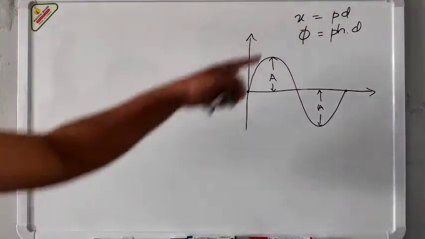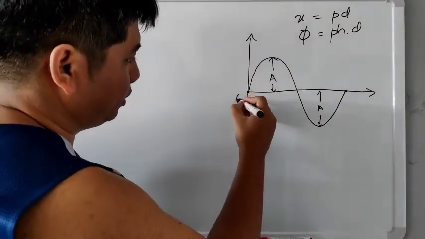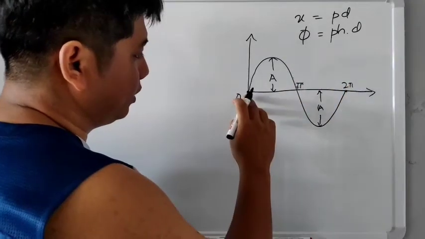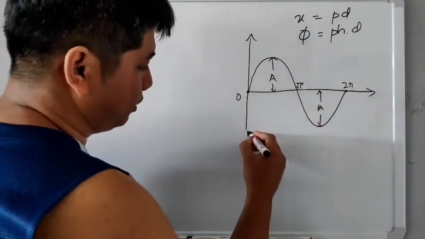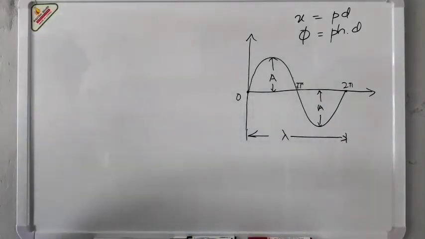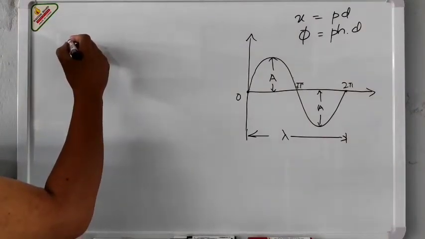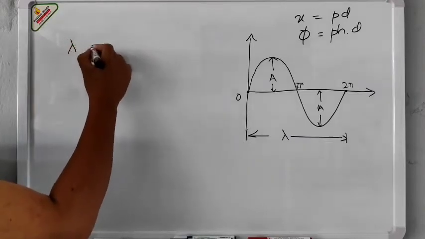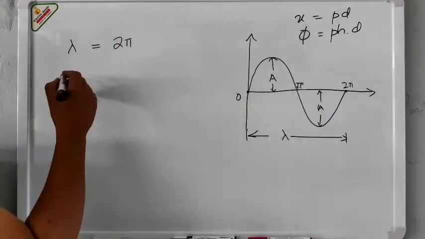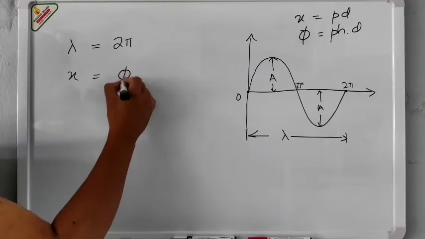Let the path difference be denoted by x and the phase difference by phi. From this figure we can see 0, pi and 2 pi. This is a sine wave, 0, 180 degrees to 360 degrees. Then this is the wavelength. Here we can see that a path difference of lambda is equivalent to a phase difference of 2 pi. Also, a path difference of x is equal to a phase difference of phi.